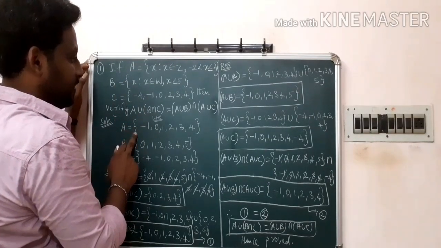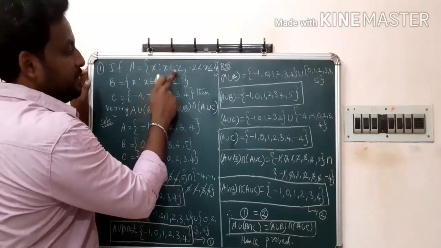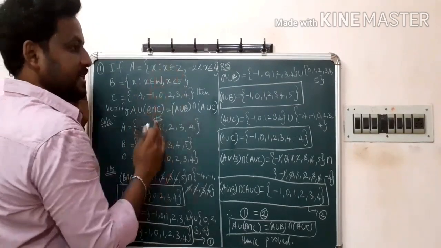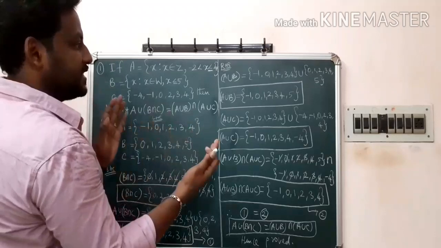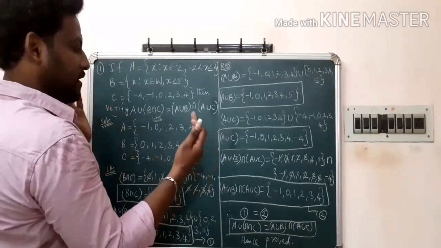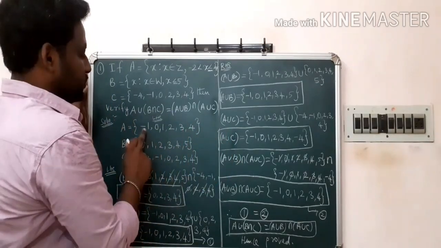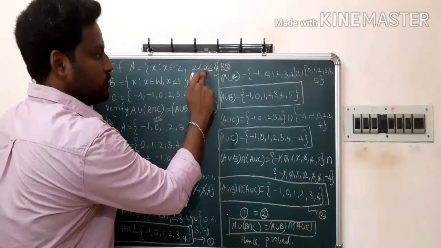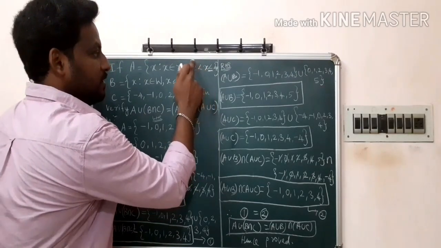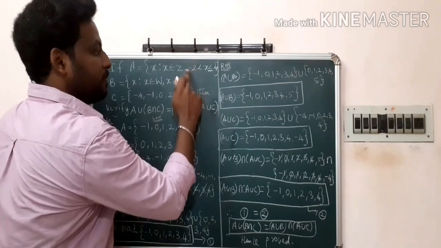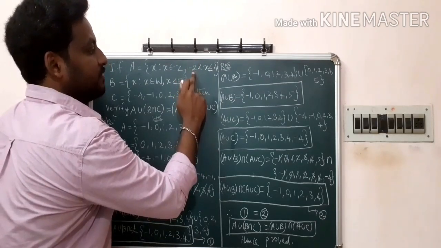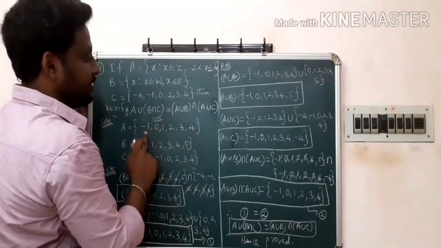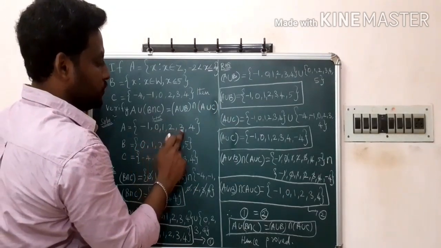Set A is equal to, x belongs to the integers. We know that integers include negative numbers and positive numbers. So, minus 2 less than x. Minus 2 strictly less than x means minus 2 cannot be included. So we have to take the next number, minus 1, and then 0, 1, 2, 3, 4.